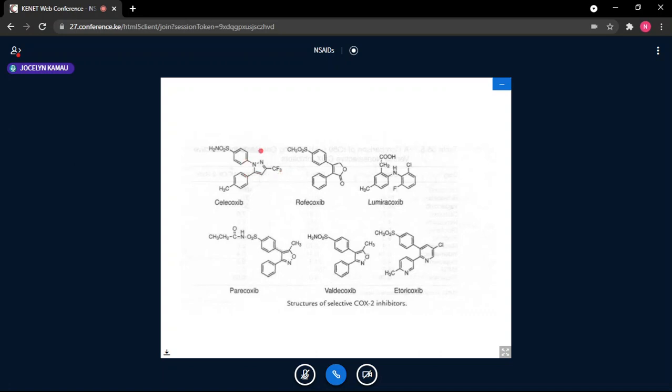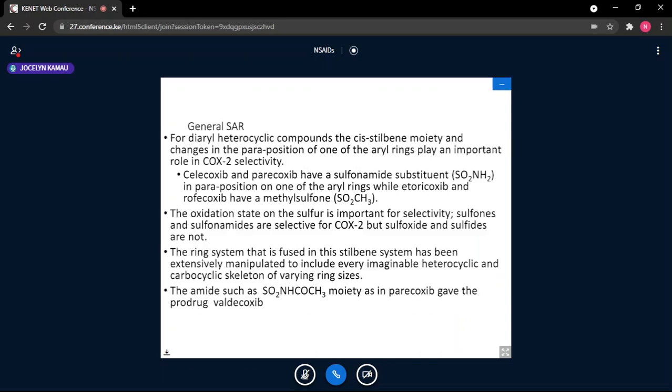So we are saying that ring there can be very different. We can also have a rigid structure attached to an aryl group. That allows for quite a number of drugs. And that's the same thing that we mention in the SAR, that the ring system that is fused in this system has been extensively manipulated to include every imaginable ring, heterocyclic and carbocyclic, of varying ring sizes. And therefore, we have said you can have the isoxazole, you can have the furan, you can have the pyrazole, you can have the phenyl, still with retention of activity.